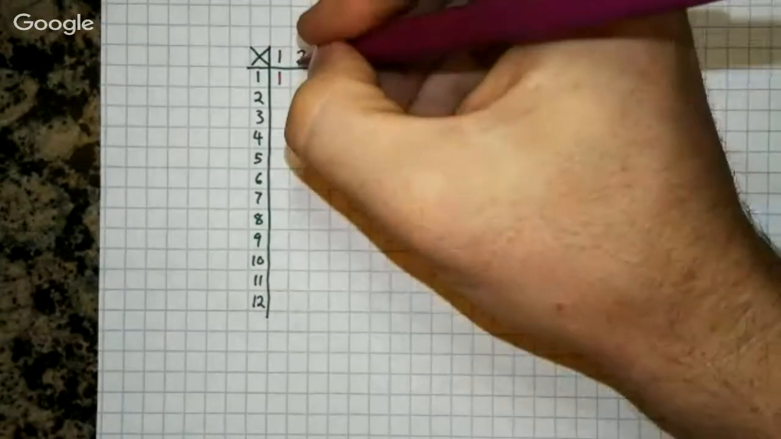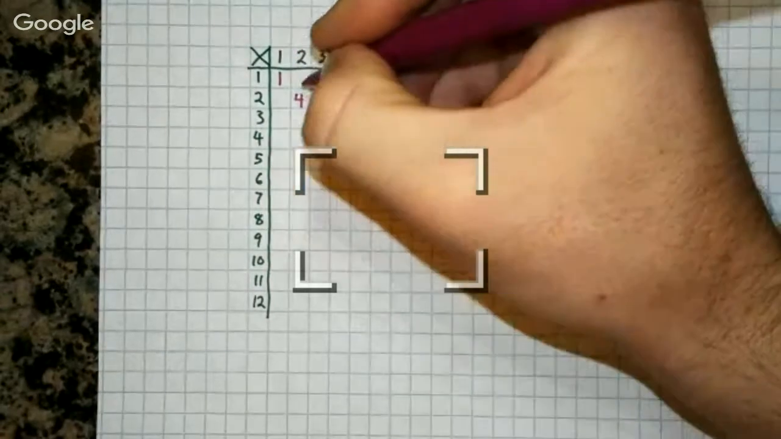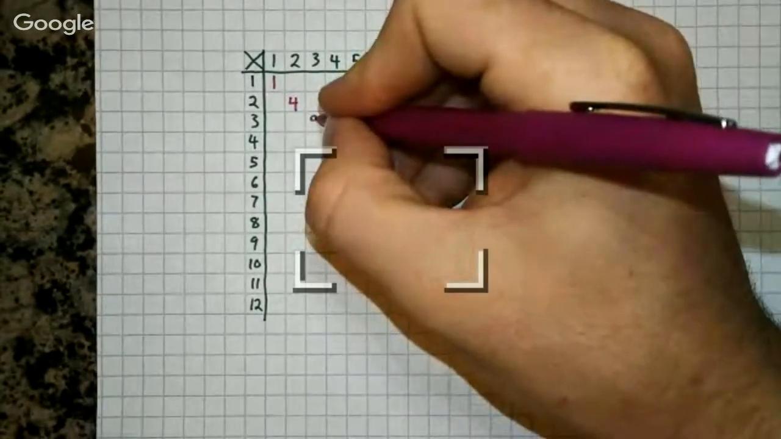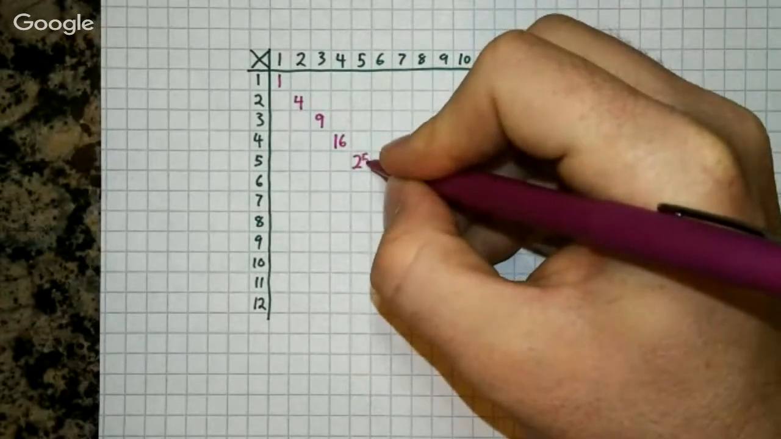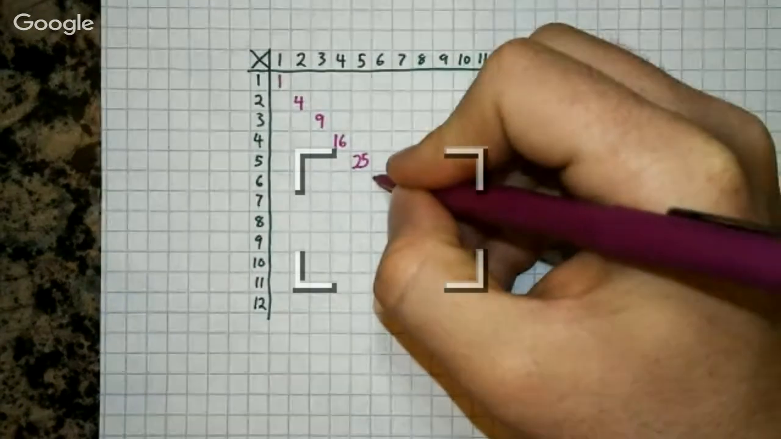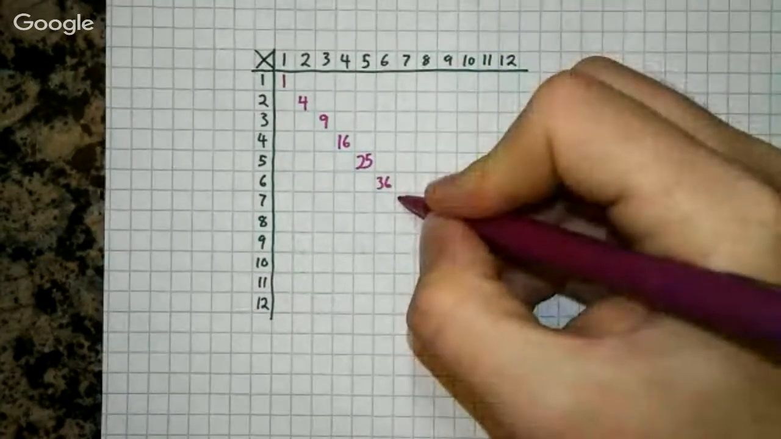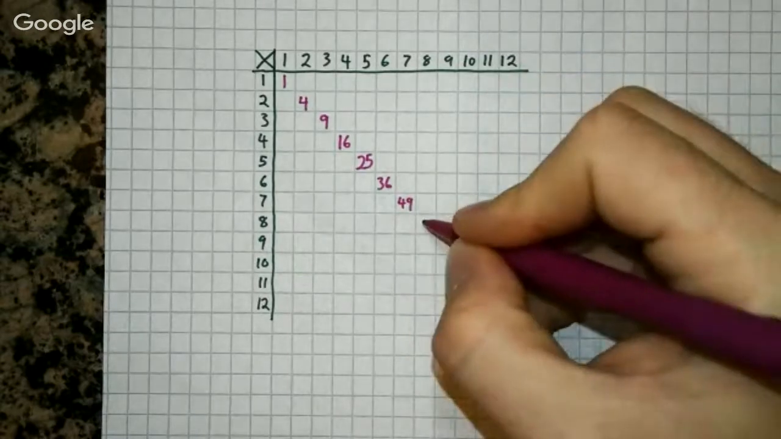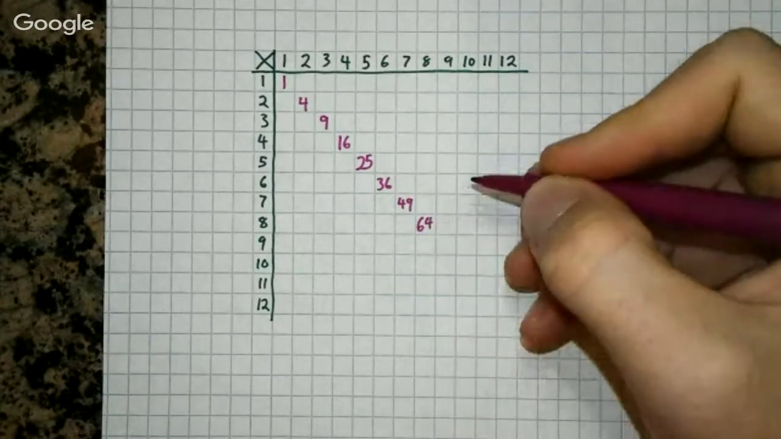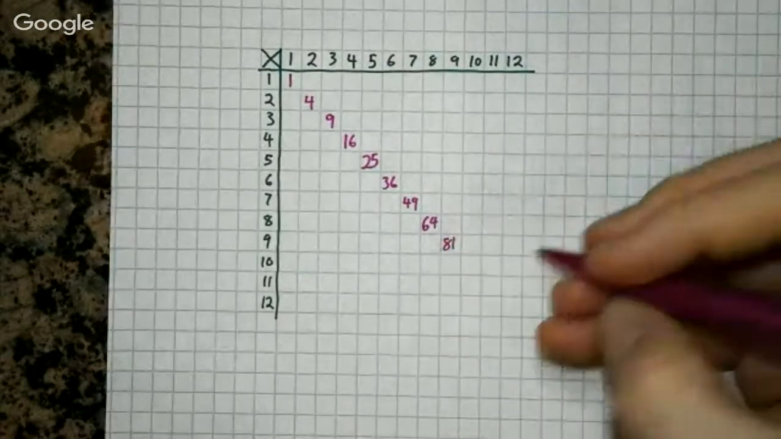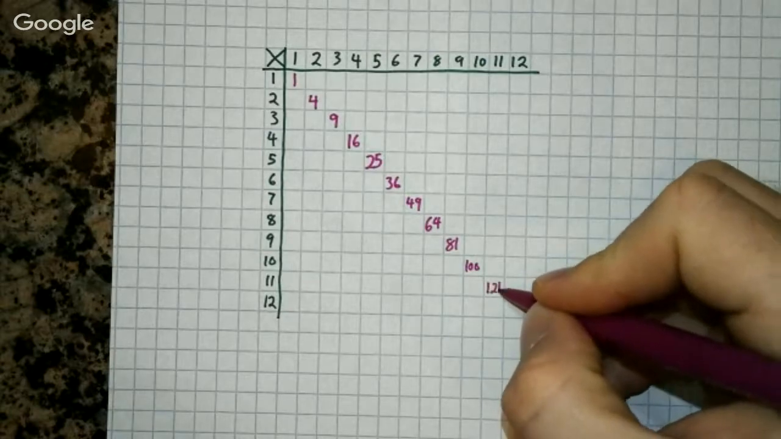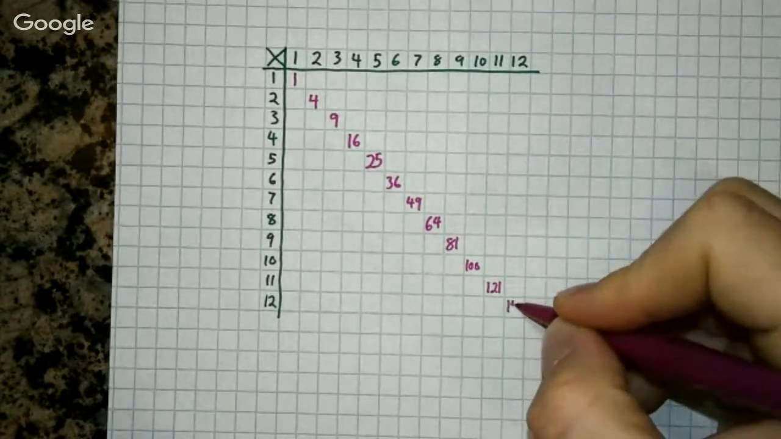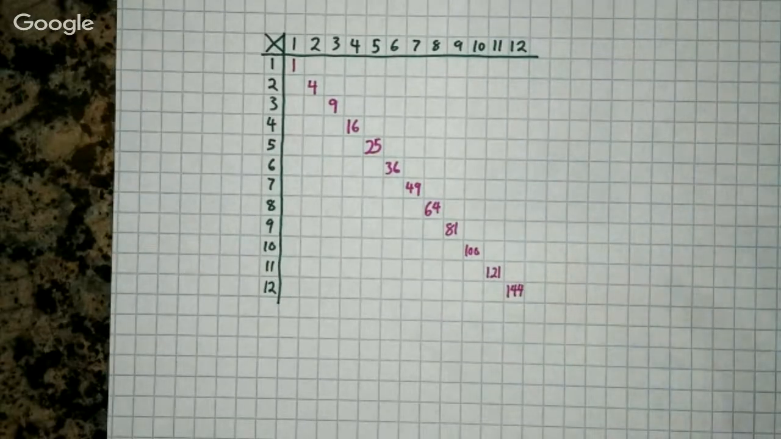Now let's do the next one. 2 times 2 gives us 4. 3 times 3 gives us 9. 4 times 4 gives us 16. 5 times 5 gives us 25. 6 times 6 gives us 36. 7 times 7 gives us 49. 8 times 8 gives us 64. 9 times 9 gives us 81. 10 times 10, 100. 11 times 11, 121. And 12 times 12, 140. Very important that we understand those ones first.